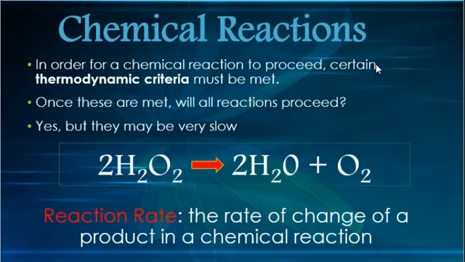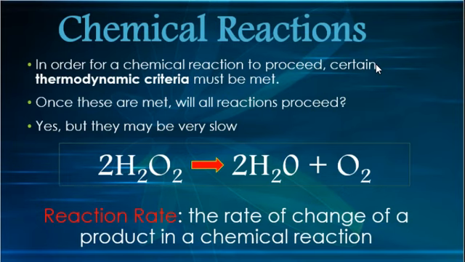Okay. Here we go. We're going to be taking what we know now about our criteria that it takes for a chemical reaction to proceed. So remember, it has to meet certain thermodynamic criteria. They have to be met, and once they're met, will all reactions proceed? If they do have a good delta H, then yes, they will. If their enthalpy is good, then we can proceed. But sometimes the rate will be very, very slow.